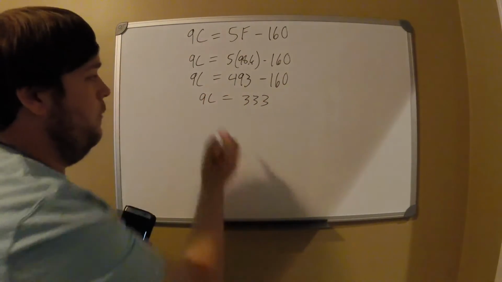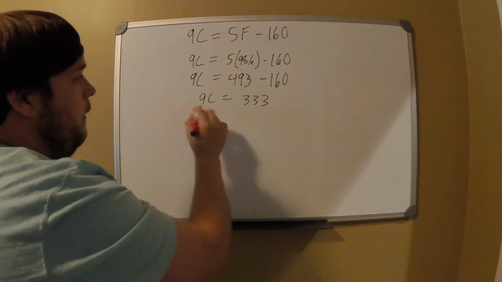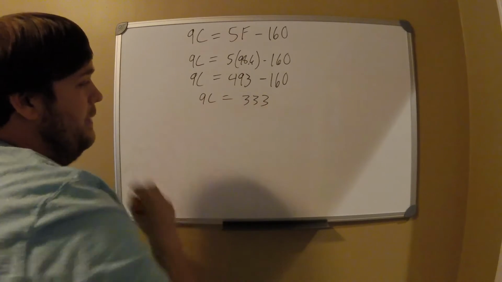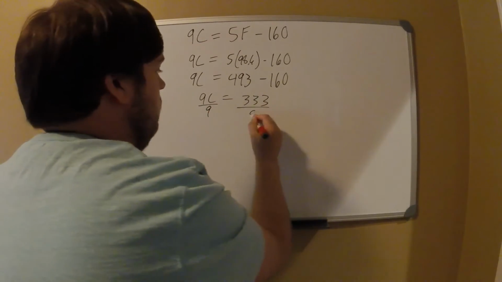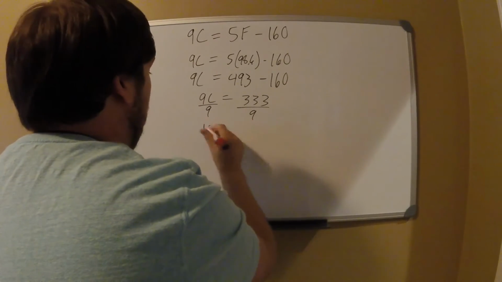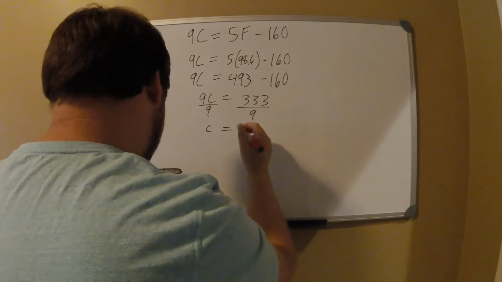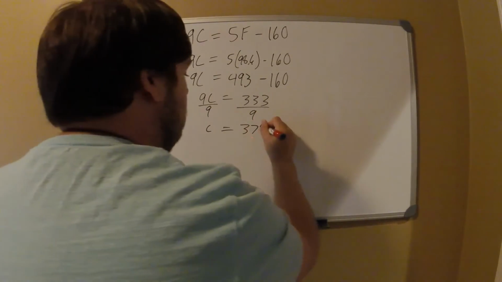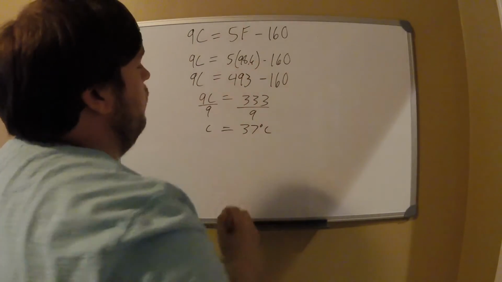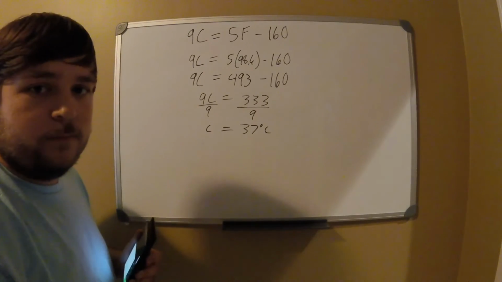But see, we're still stuck with C over here attached to its 9. Now what are we going to do to get C by itself? That's right, we're going to divide by 9, because that's going to give us 1C, or C. And then it gives us 37, and that's your answer. So 98.6 degrees Fahrenheit is equal to 37 degrees Celsius.